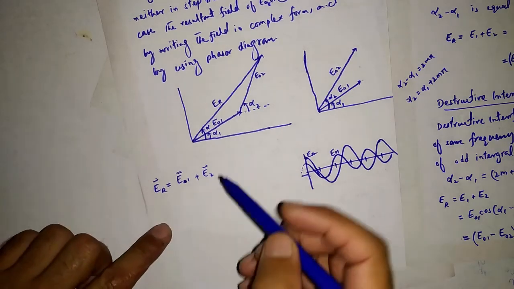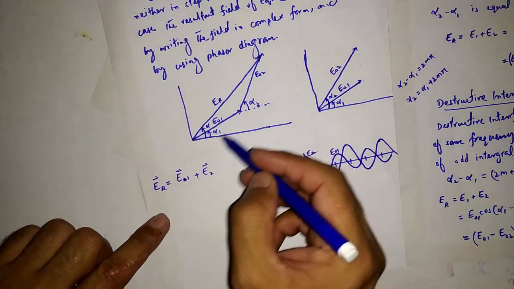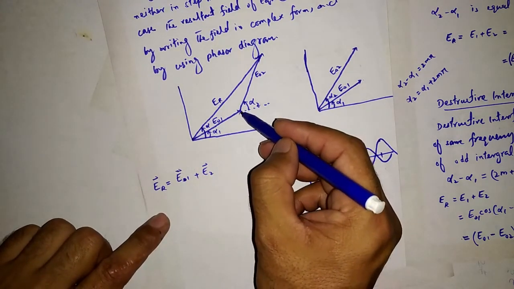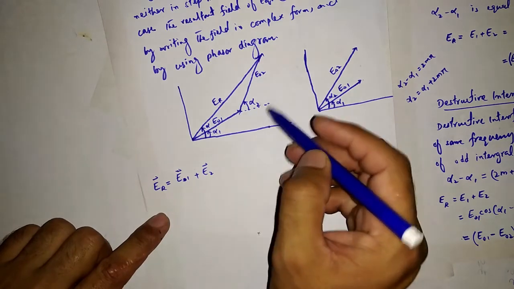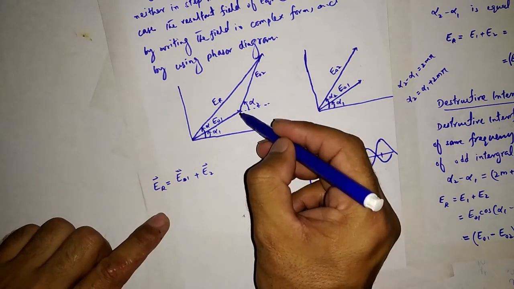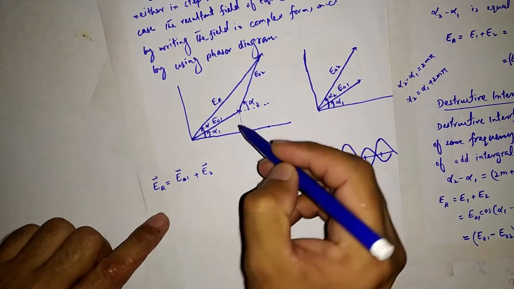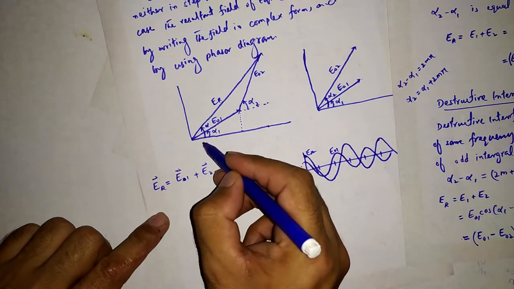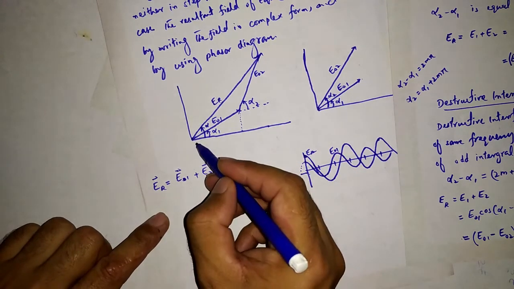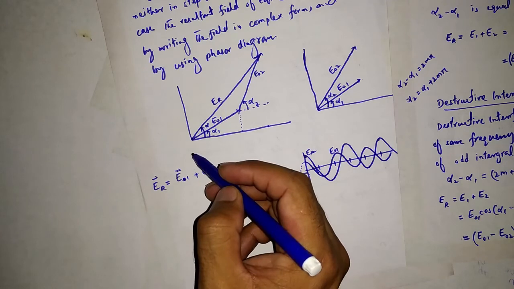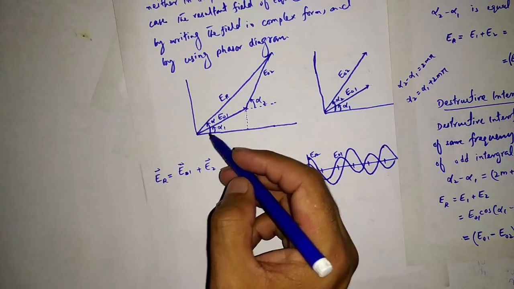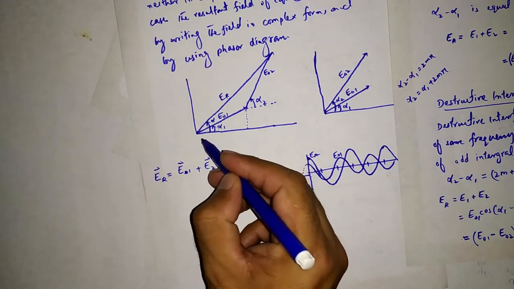Clear? So in order to add them, we have to first resolve them into their components. If I resolve this vector E1, it will have two components. This one will be E naught 1 from here.